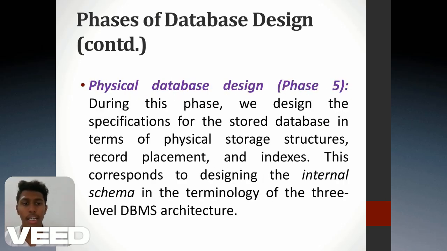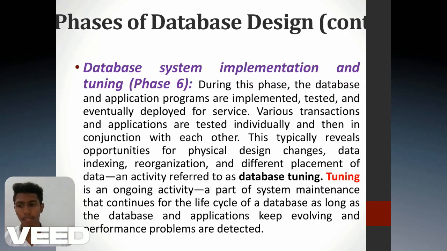The next one is physical database design, also known as phase 5. In this, we design the specifications for the stored database in terms of physical storage structures, record placement, and indexes. This corresponds to designing the internal schema in the terminology of the three-level DBMS architecture.